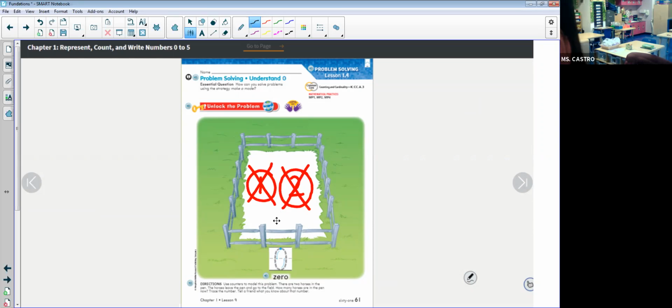So we're going to trace that number at the bottom. Looks like the letter O, but it's actually tall and skinny. That is the number 0. And right underneath it, it spells out the word Z-E-R-O, which is the number 0 as a word.